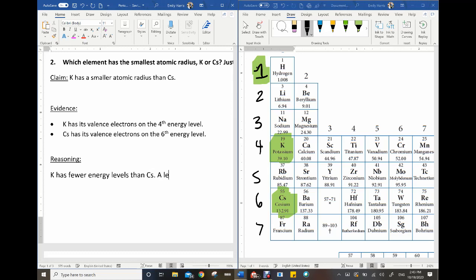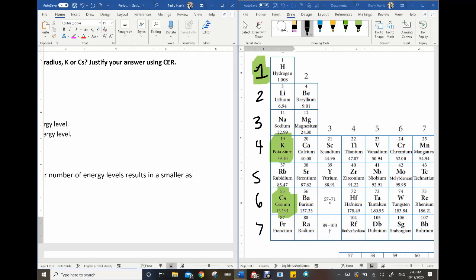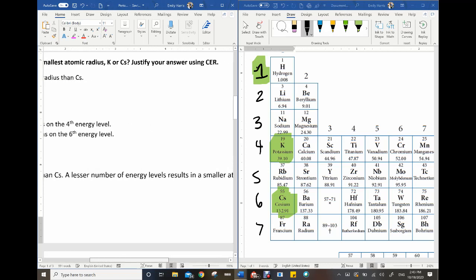A lesser number of energy levels results in a smaller atom overall. And so that's what leads to that smaller size or smaller radius.